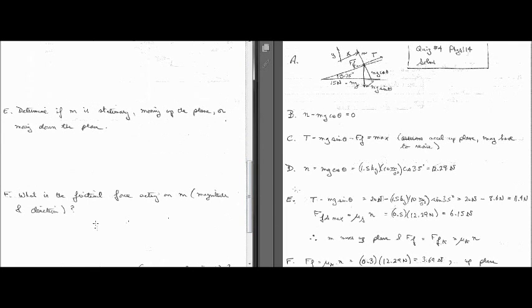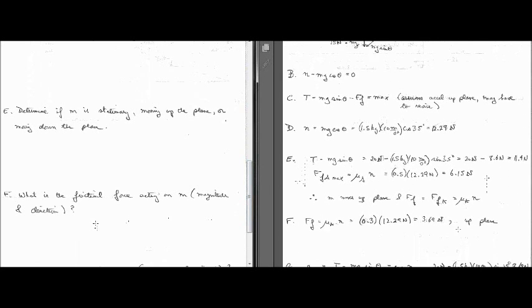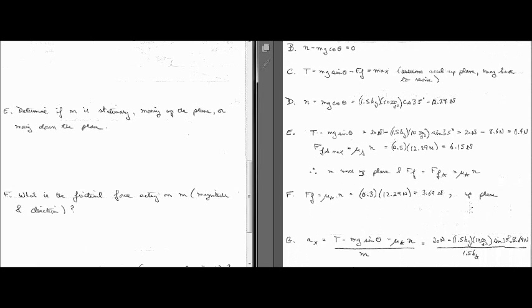What is the frictional force acting on m? Since we've determined it's moving, the frictional force is mu sub k times N. Mu sub k is 0.3 in this problem. N has already been determined to be 12.29, and so you have a 3.69 newton force down the plane. That's a typo on the slide, so please note the typo.